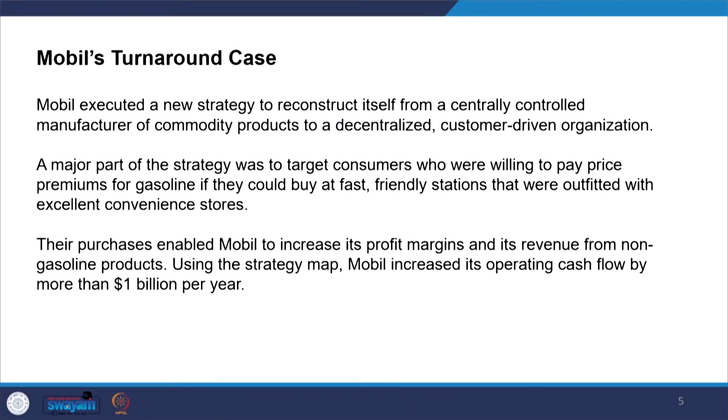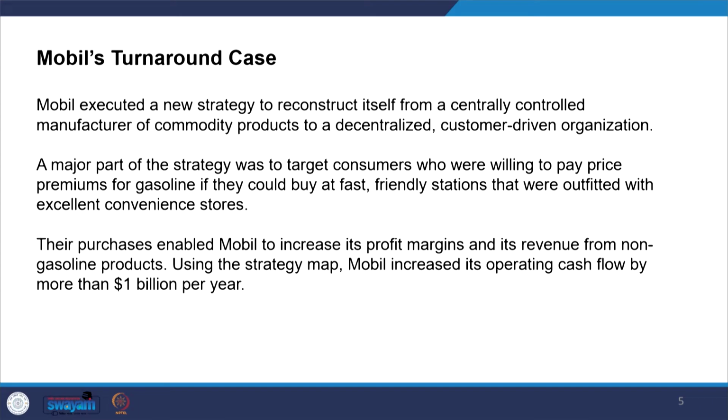Yes, companies are doing it, nobody denies, but that is a new thing which is coming up: how to create a brand and act as a differentiator for commodity products. But generally, commodities are regular products, and it is very difficult to create a differentiation for them. A major part of the strategy was to target consumers who were willing to pay price premiums for gasoline if they could buy at fast, friendly stations that were outfitted with excellent convenience stores.